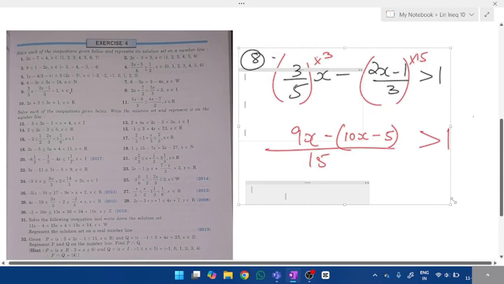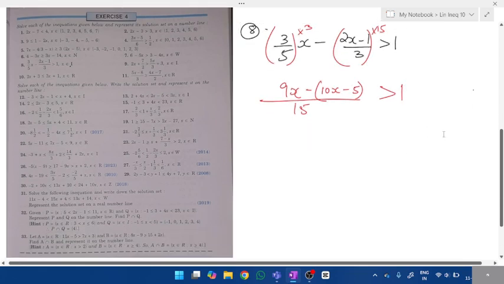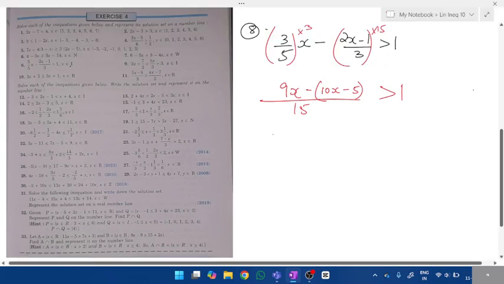What's the answer you got, Mariana? I got 20. I got x is lesser than minus 20. Minus 20. Okay.